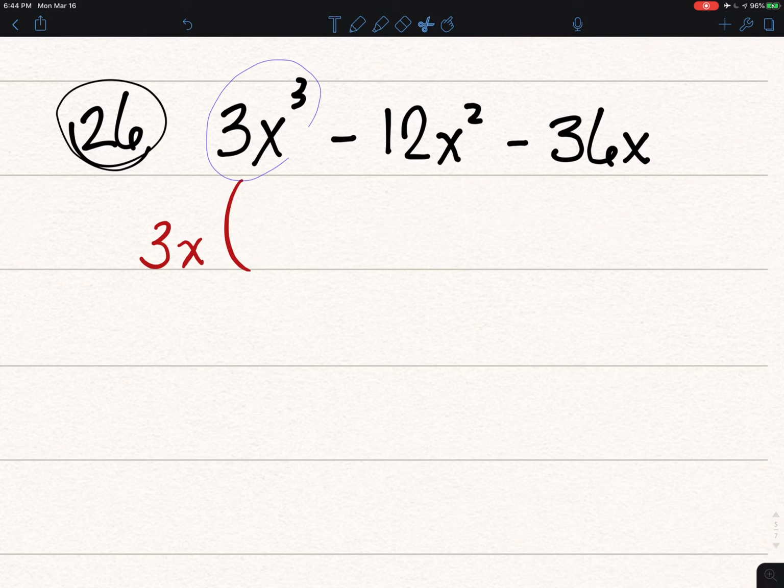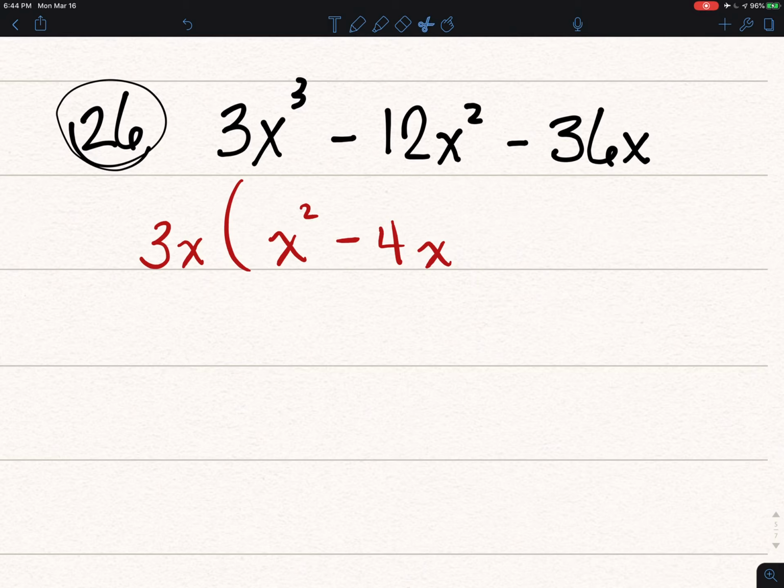So you want to take your first term, 3x cubed, 3x to the 3rd power, divided by 3x. Okay, so the 3 divided by the 3, that's the 1. And x cubed divided by x is going to be an x squared. Then the next thing you want to do, take your negative 12x squared and divide by 3x. Well, a negative divided by a positive is going to be a negative. Your 12 divided by your 3 is going to be a 4. And your x squared divided by your x is going to be an x.